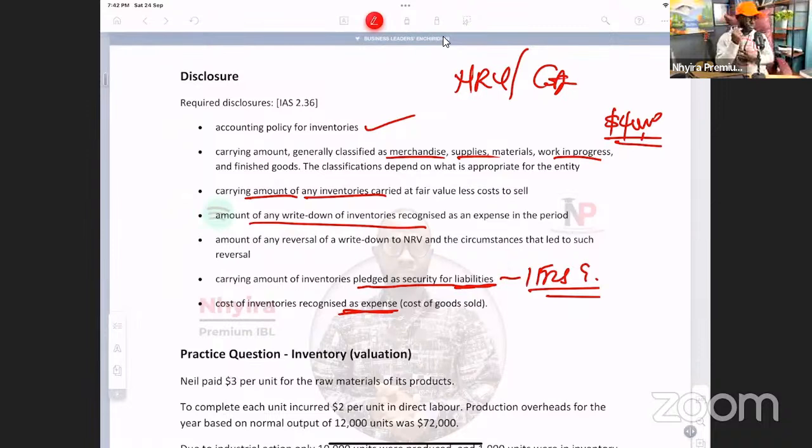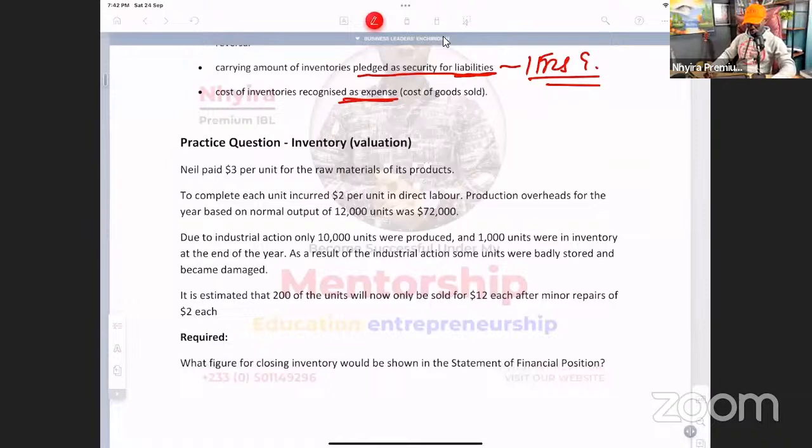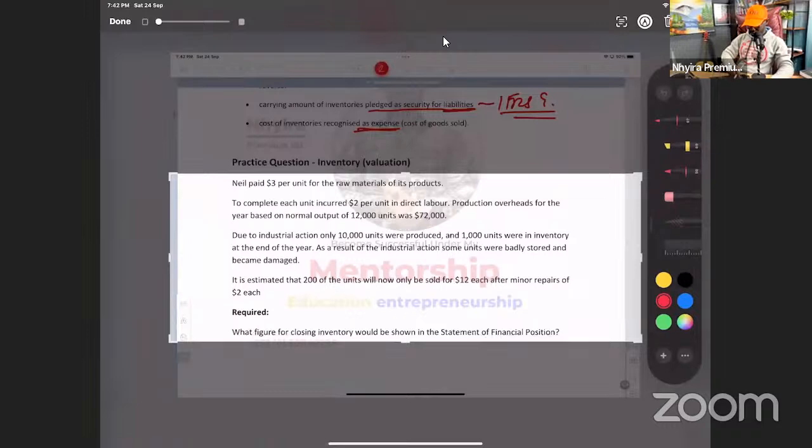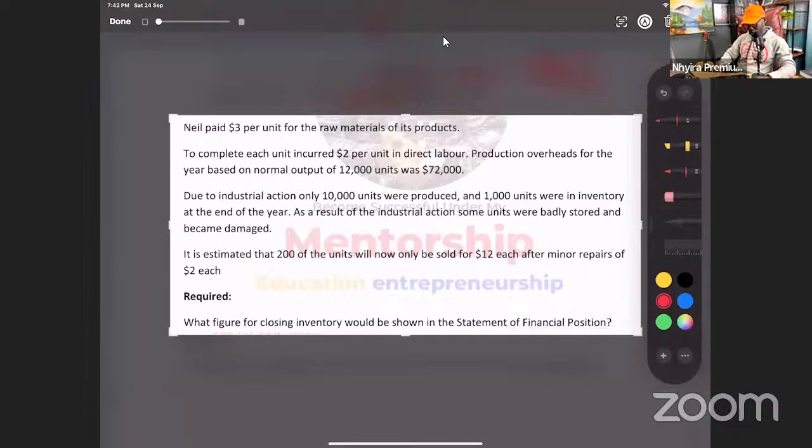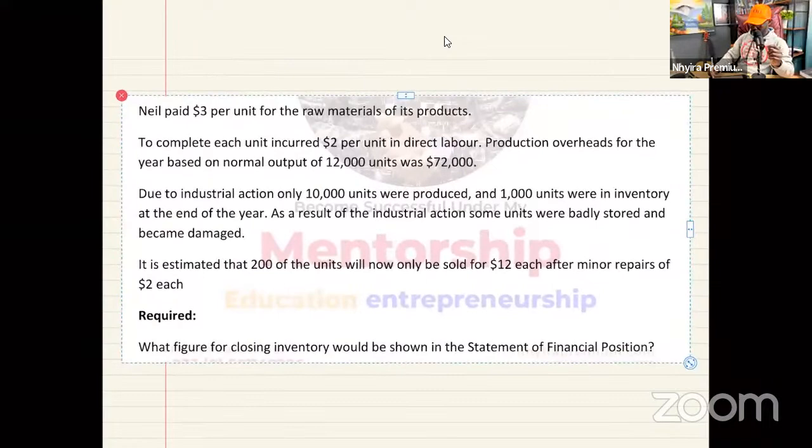Right. Now, with this knowledge on how we measure inventory and subsequently account for inventory, let's crunch some numbers. We're going to be looking at two questions. Let's first look at the simpler one. Then we'll take the more, quote unquote, complex one in our question kit. For those of you with our corporate reporting book, this question is there. If you don't have it, you can take a screenshot because it's available on your screen.